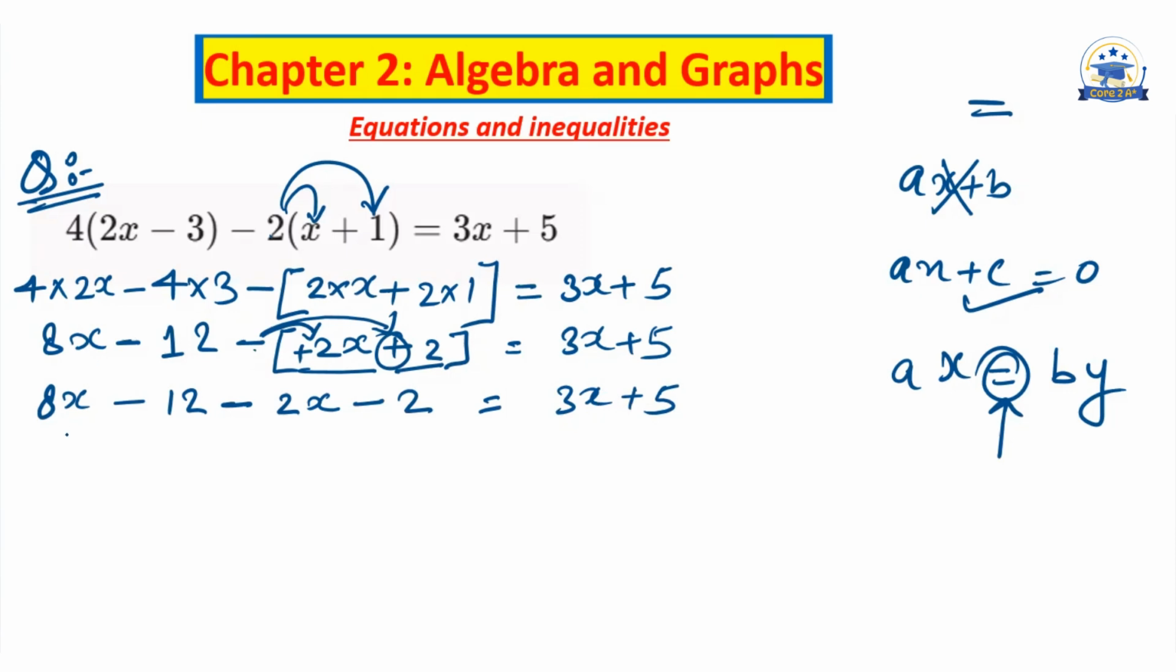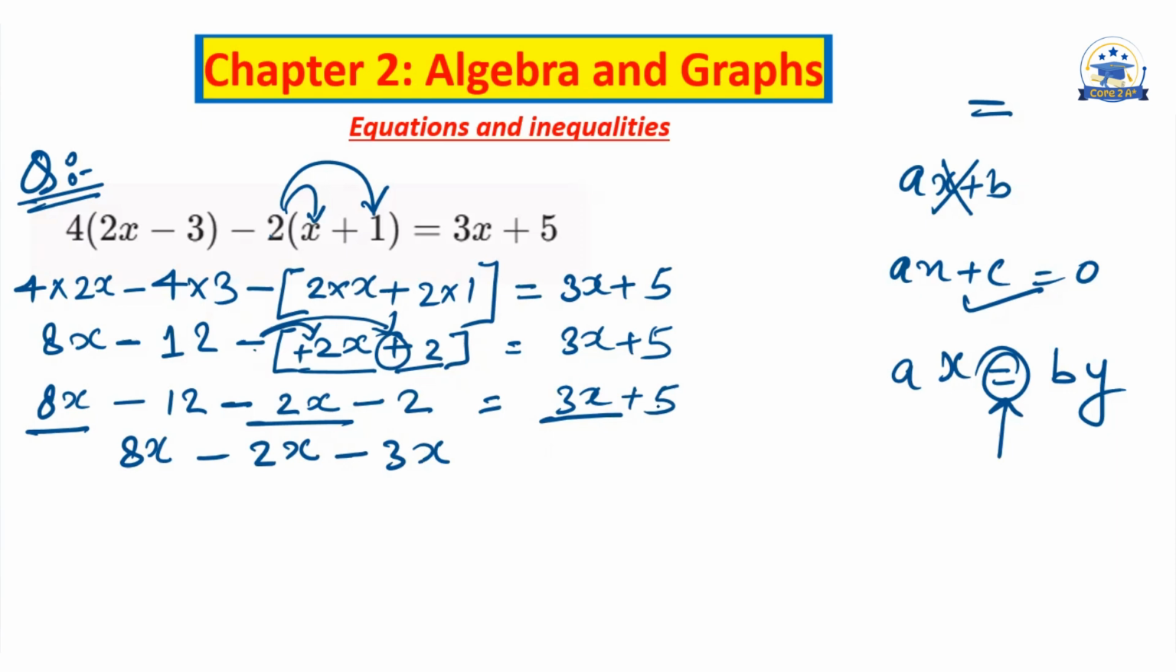Now choose the like terms. Like terms means the same kind of terms. Here we have the same kind of terms, x, x, x. Yes, we have. On the left we have 8x and negative 2x. And on the right hand side, we have 3x. But when we shift it to the left, it would be negative 3x, right? This is the rule.